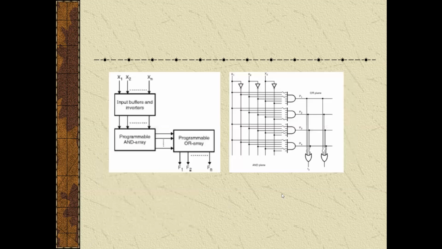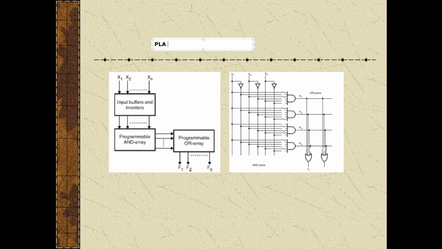So this is the PLA. A PLA consists of an AND OR array on a single chip. Both the arrays are programmable, as shown in the figure. Here, in the first figure, the number of AND and OR gates and their inputs are fixed for the given PLA chip.